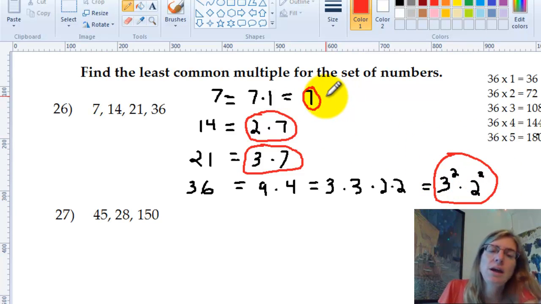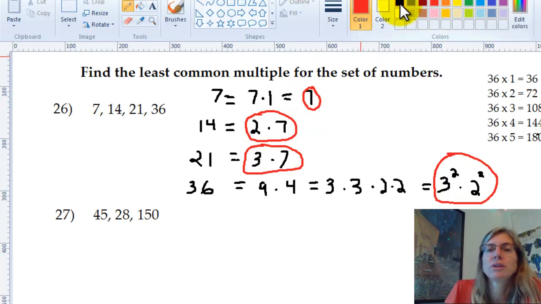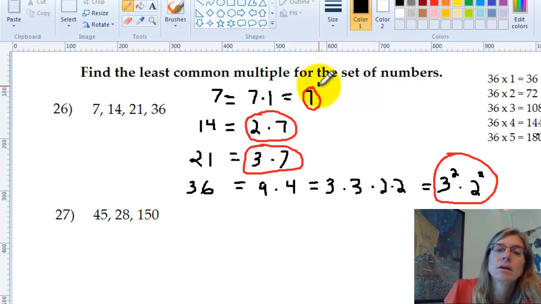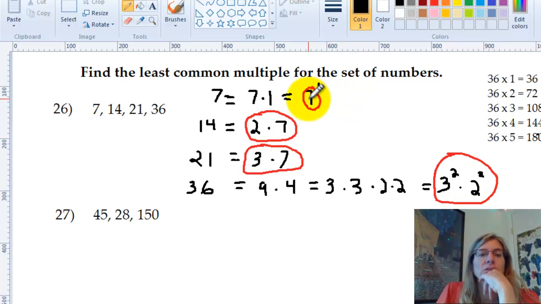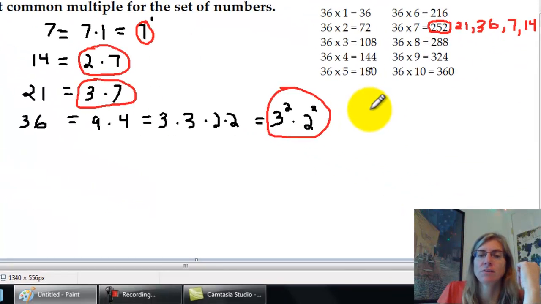Alright, so now you take, and I explained this in problems 24 and 25, you look at all the big numbers, or the bases. These are bases. Even though there's no exponent on this number, that's still considered the base. If you put the exponent of 1, it's still 7. So, 7, 7, 7, we only pick one. We pick one representative of each base. So we have to use the base 7.